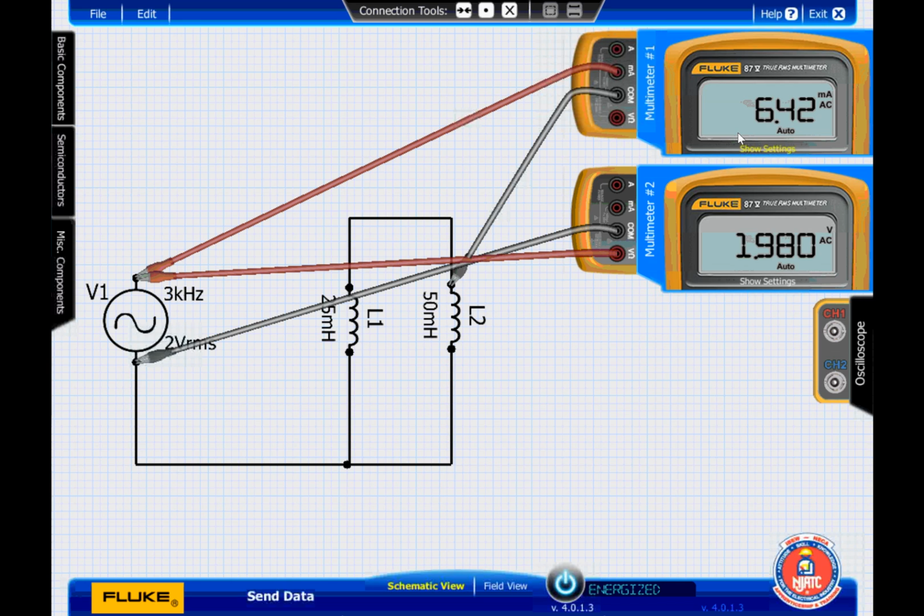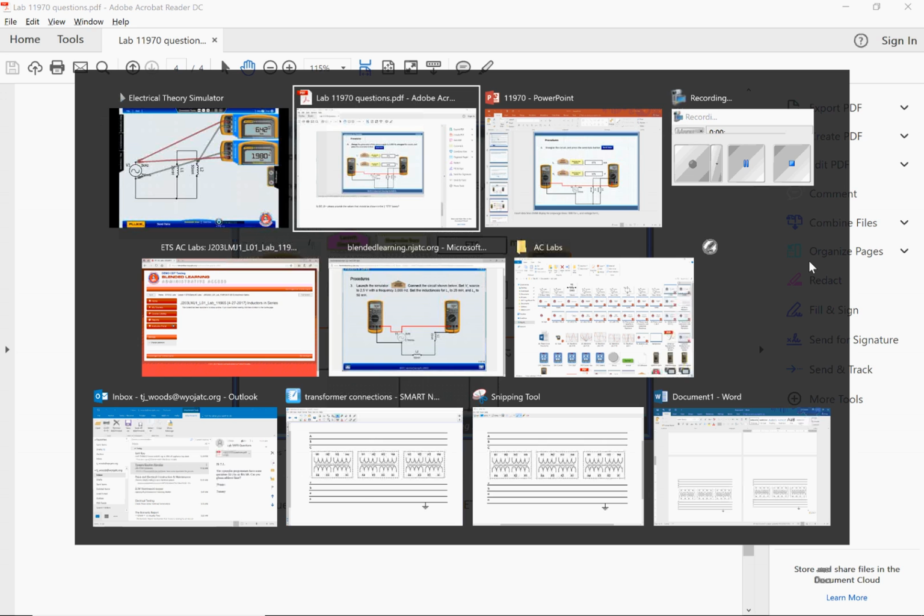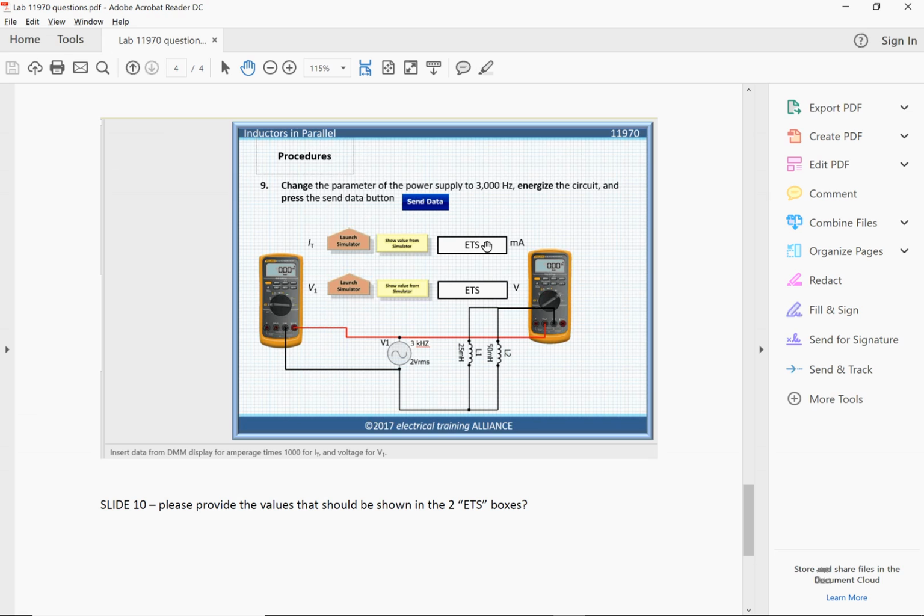So in that last procedure that you asked, basically, once again, I would like to see these two values, the 6.42 and this change to 1.98 volts, I would like to see those two values inserted in these two boxes once the data is sent over.